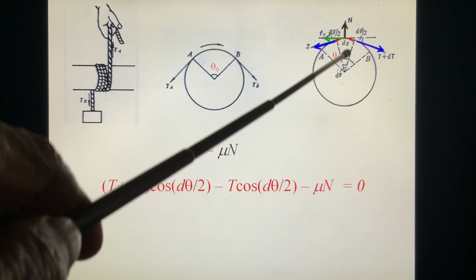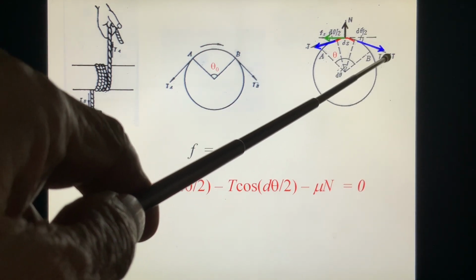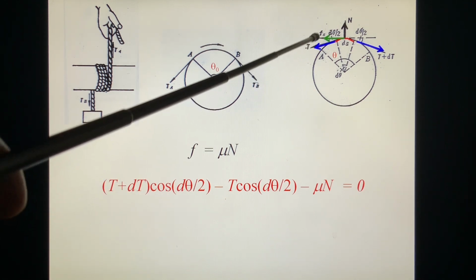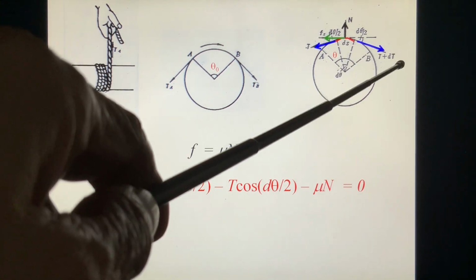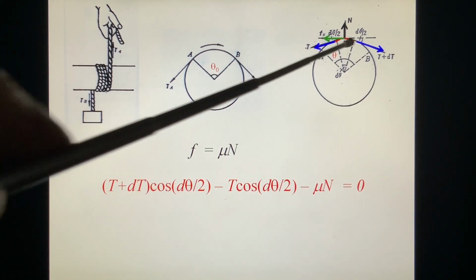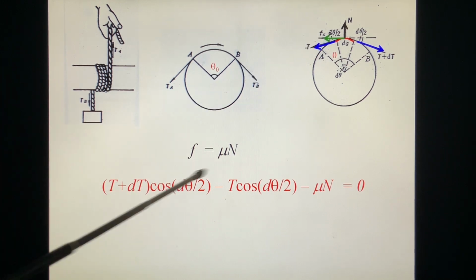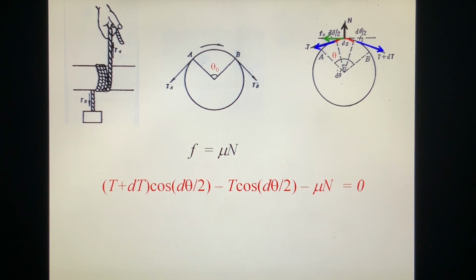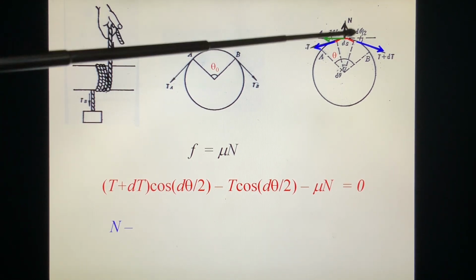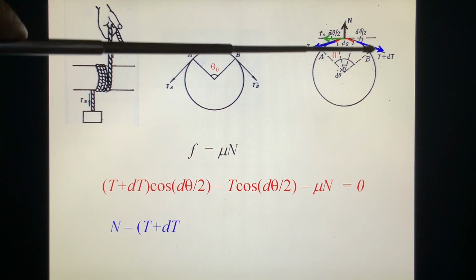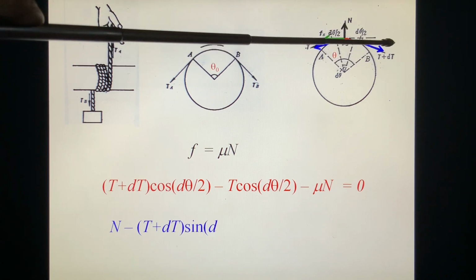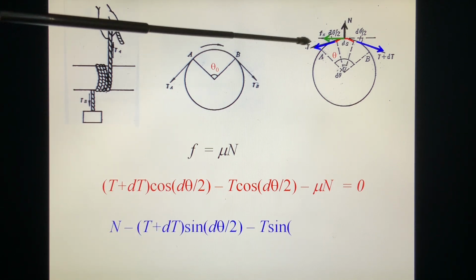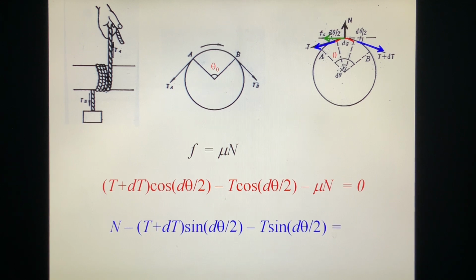We connect this one, half d theta. So T plus dT cosine half d theta, this one, T cosine half d theta, is different. This is T plus dT, this is T. And minus F, F equal to mu N, equal to 0. This is the horizontal direction. In the vertical direction, we have N minus (T plus dT) sine half d theta minus T sine half d theta equal to 0.